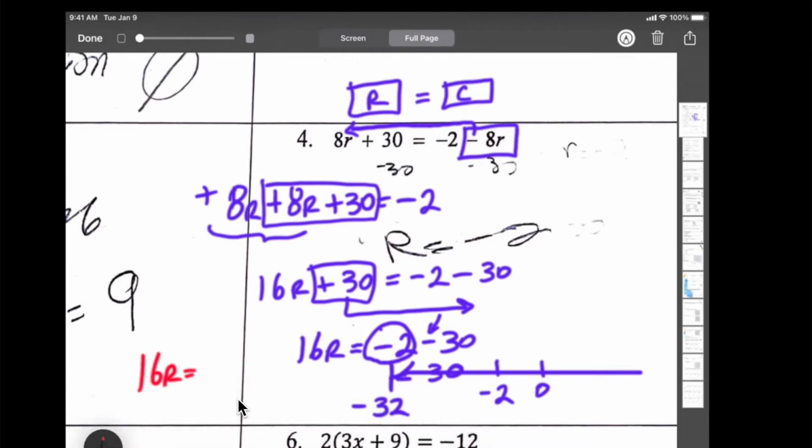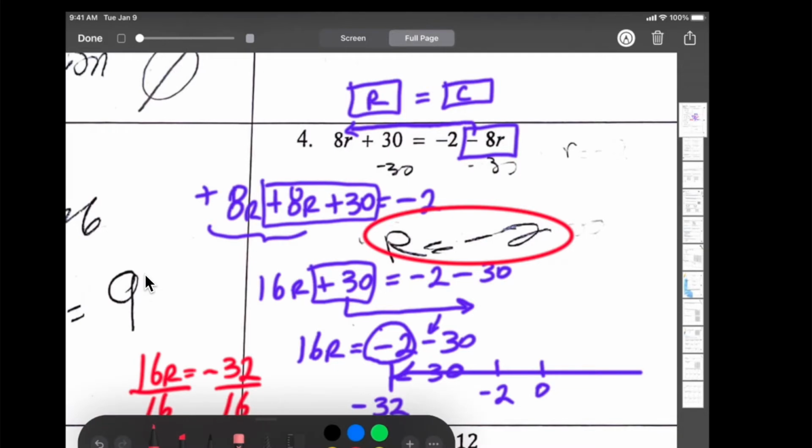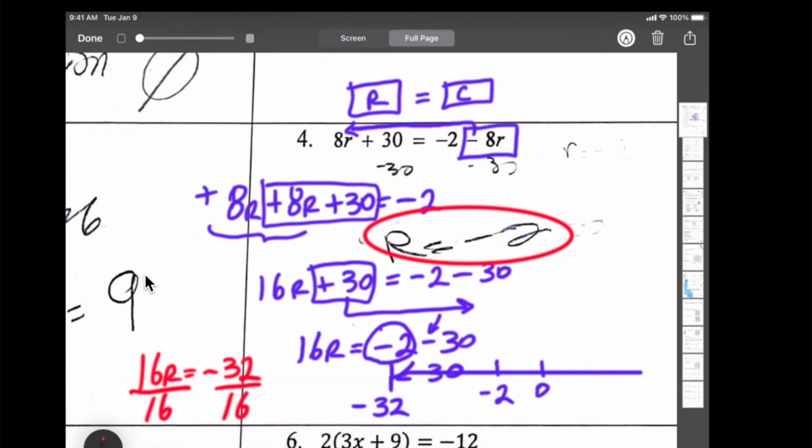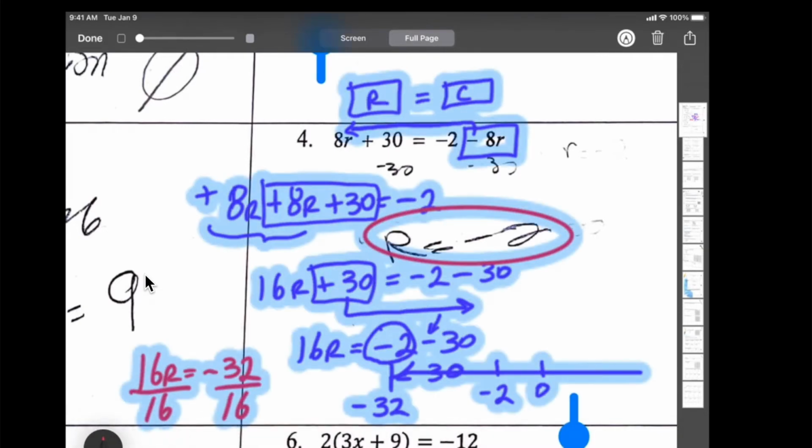So we now have 16r equals negative 32. We have not yet solved for r because we have a neighbor. We're going to divide both sides by 16, and we're going to get r equals negative 2. Okay, folks, I realize that this might be new to you, this concept of taking that plus 30, moving it to the other side, and changing the sign. But as you'll see in a moment, it's no different than doing what you have been doing previously.